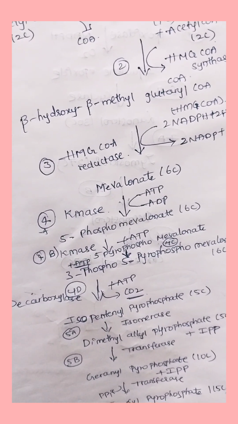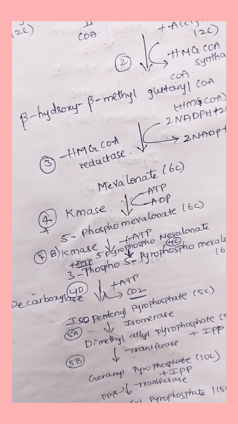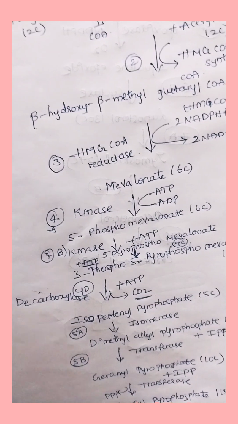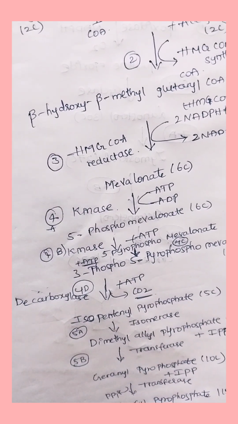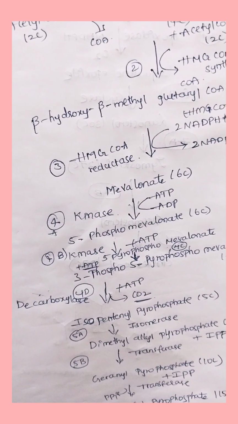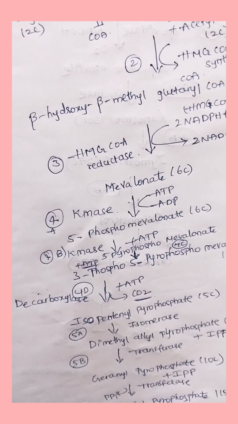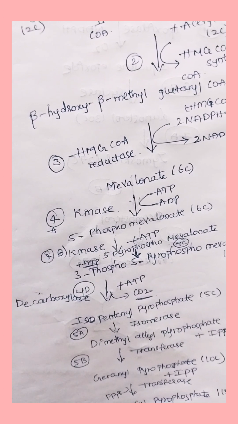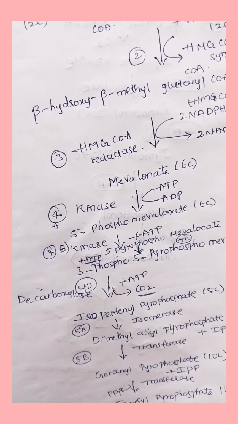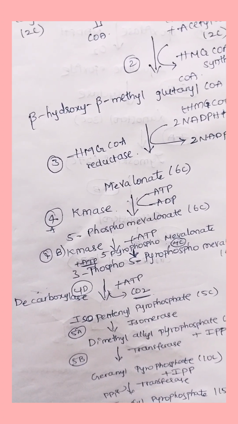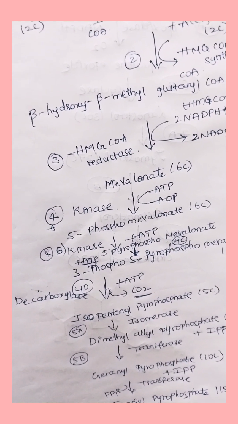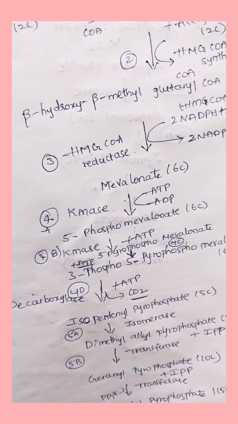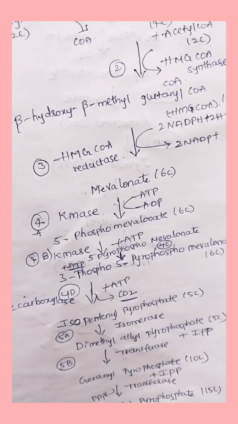One more phosphorylation occurs. Wherever there is a kinase, there is ATP. So ATP is converted into ADP, and an inorganic phosphate is added again at the fifth position. So we get 5 pyrophosphomevalonate. Again we add ATP, and this time the phosphate is added at the third carbon. So we get 3 phospho 5 pyrophosphomevalonate.